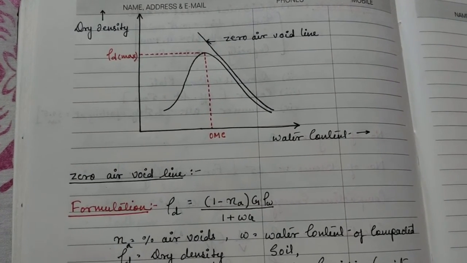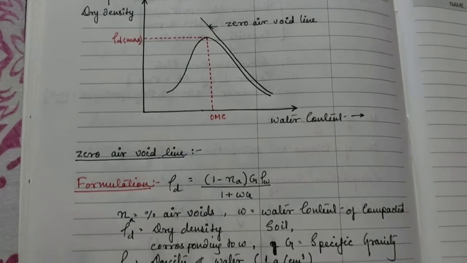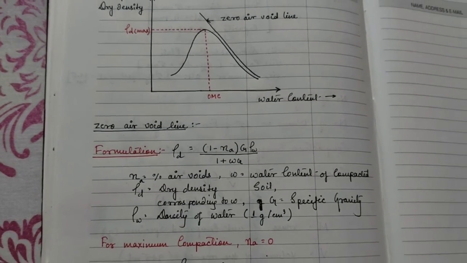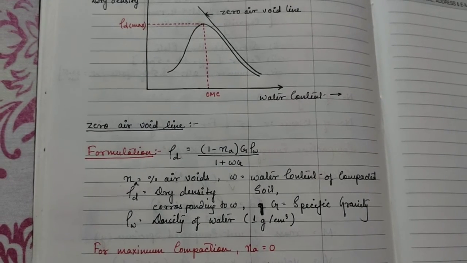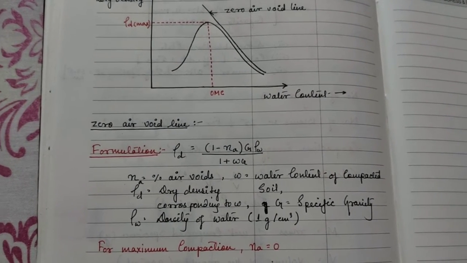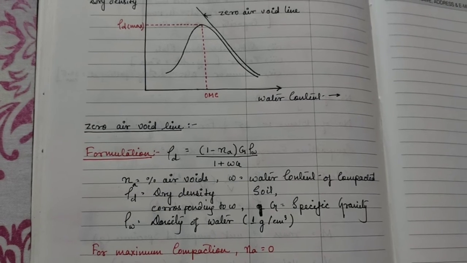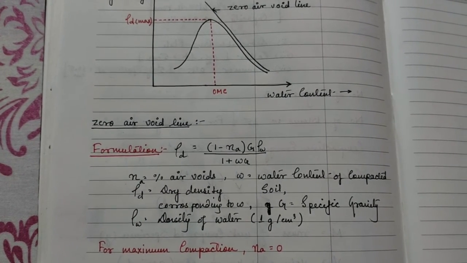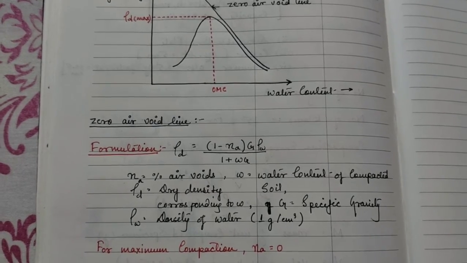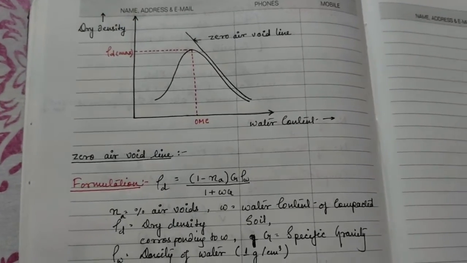In the next topic, we will study the factors which affect compaction and another type of test, which is the modified Proctor test, along with the changes in the soil structure while compaction takes place, and some numericals related to compaction.